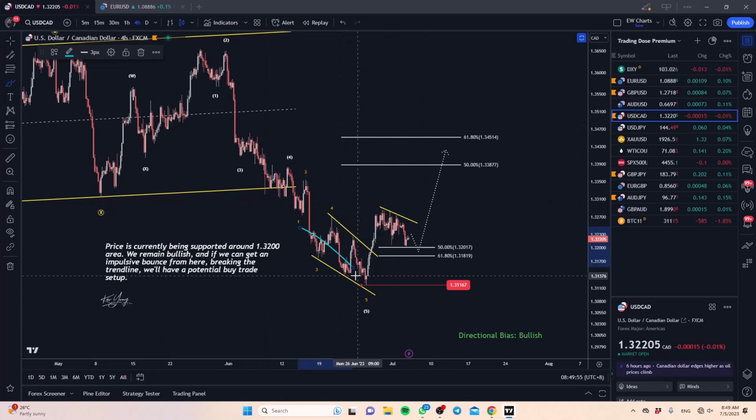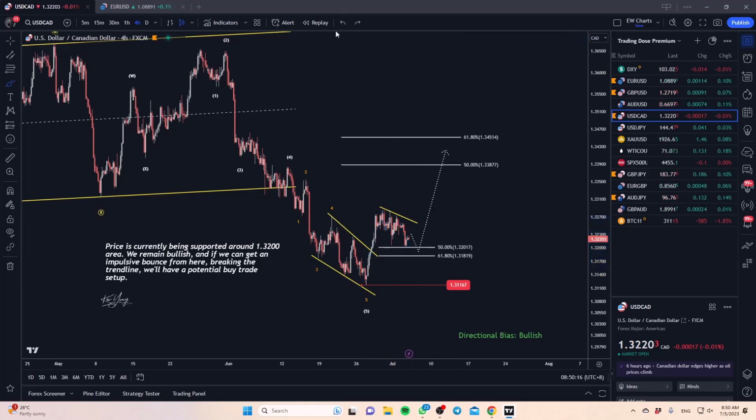After this diagonal, we do have a very strong little impulsive push, which breaks off the diagonal structure. And as of now, we're seeing a little bit of a corrective pullback right over here. So that kind of gives us an opportunity to look for a buy trade because the probability of a setup is a higher chance to the upside.